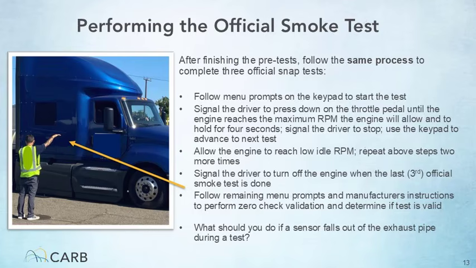Follow the smoke meter's menu prompts and manufacturer's instructions to perform a final zero check validation and determine if the test is valid. If an opacity meter sensor head falls out of an exhaust pipe during the test, you must confirm the sensor is not damaged, reinsert the sensor, and retest the vehicle.